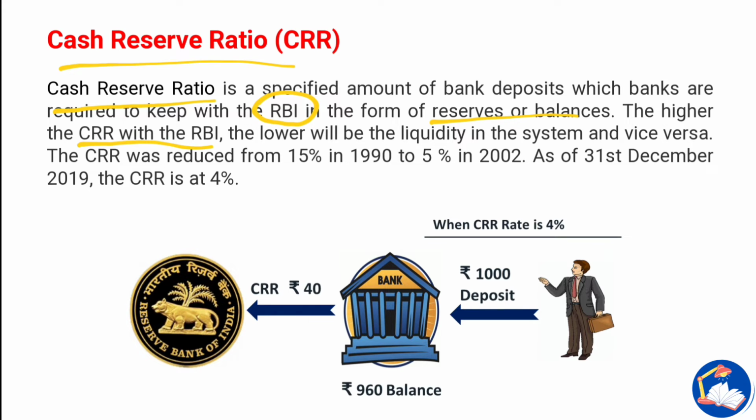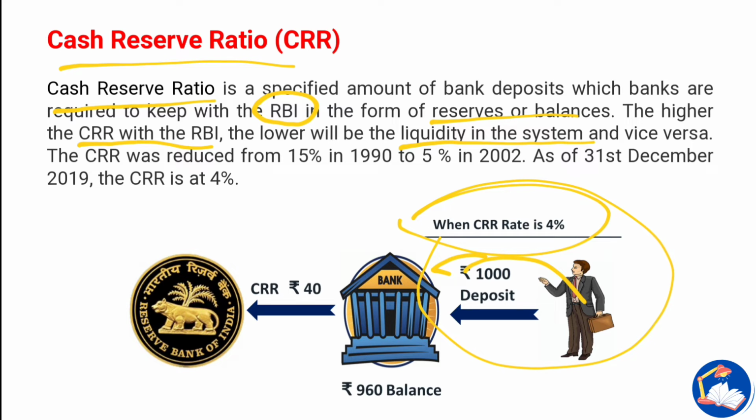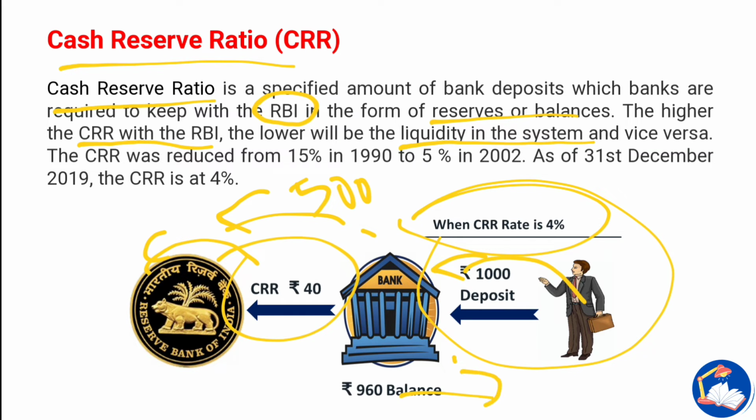The higher the CRR with the RBI, the lower will be the liquidity. Suppose the CRR rate is 4% and a depositor deposits 1,000 rupees with the bank. With the CRR rate at 4%, 40 rupees should be kept with the RBI. What if the CRR rate is above 50% or something? What happens at that time? 500 rupees will go to the RBI and the balance with the bank will be 500. So a very small amount will be available to the bank to give out as loan.